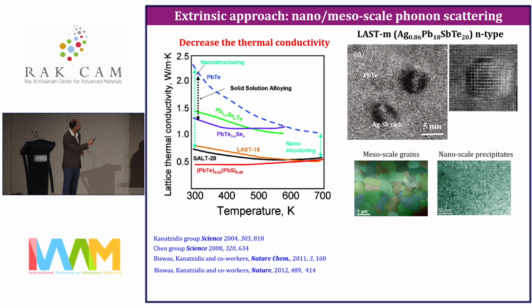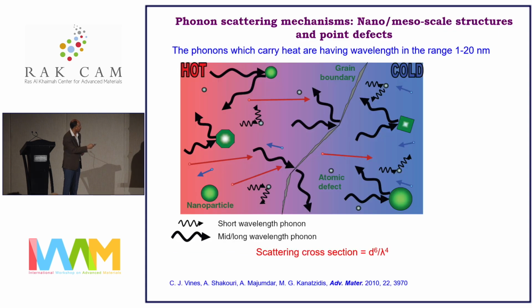Lead telluride thermal conductivity starts from 2.2 watt per meter Kelvin and goes down to around 1.1 watt per meter Kelvin at high temperature. So in the 1960s, or even slightly before that, people tried making solid solutions, lead tin telluride or lead telluride selenide. There is a decrease in thermal conductivity because we have point defects in the material. That scatters some phonons and decreases the thermal conductivity, but it may not be at the glass limit.